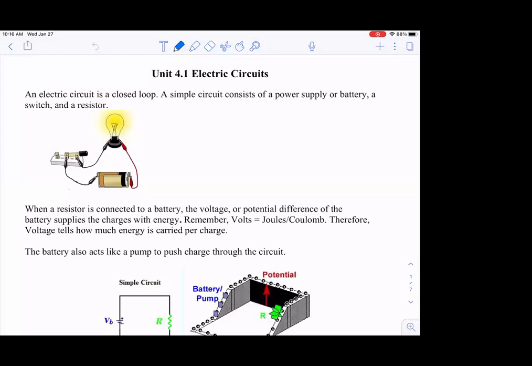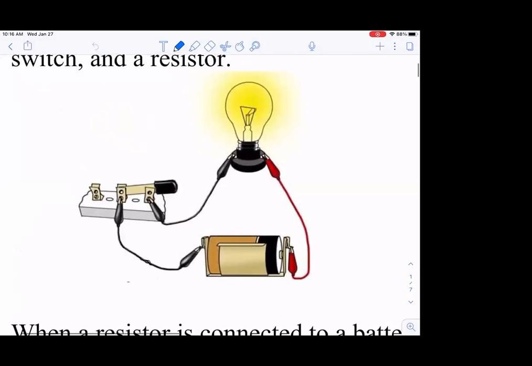And one big idea is that an electric circuit is a closed loop. So this is what a setup would look like in a classroom. We've got a switch, a light bulb, and a battery, which is our source of energy. And if I were to open the switch here, then we would have a gap, and the light bulb would not light up. So again, you must have a closed loop.